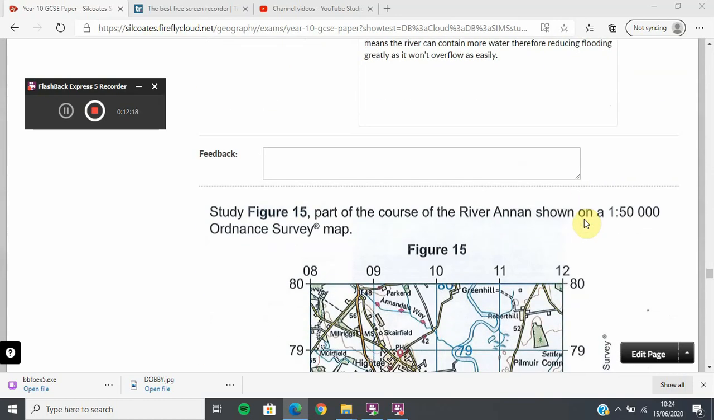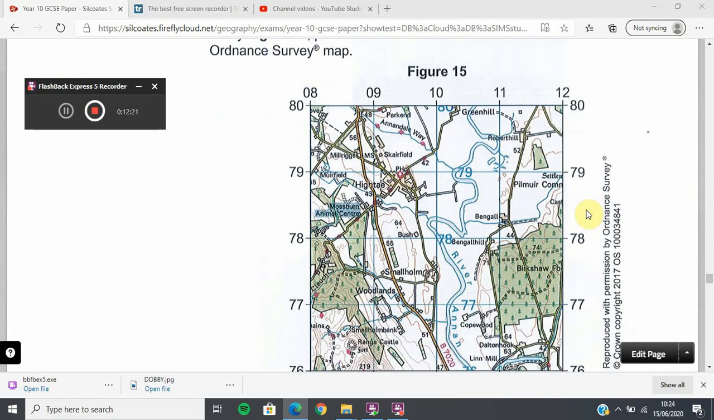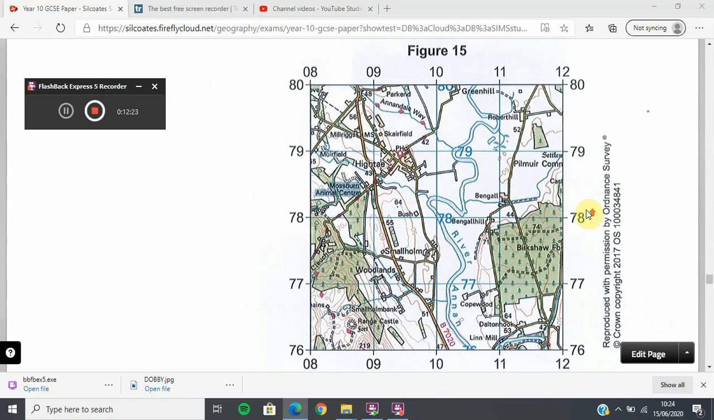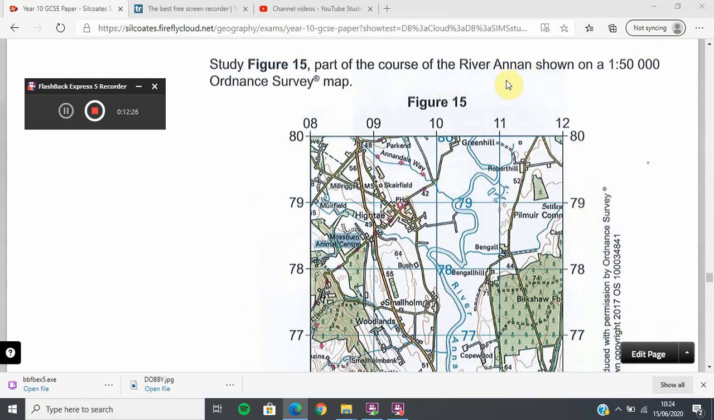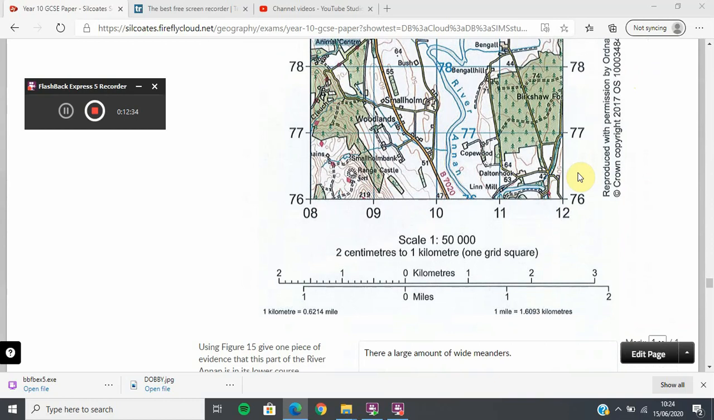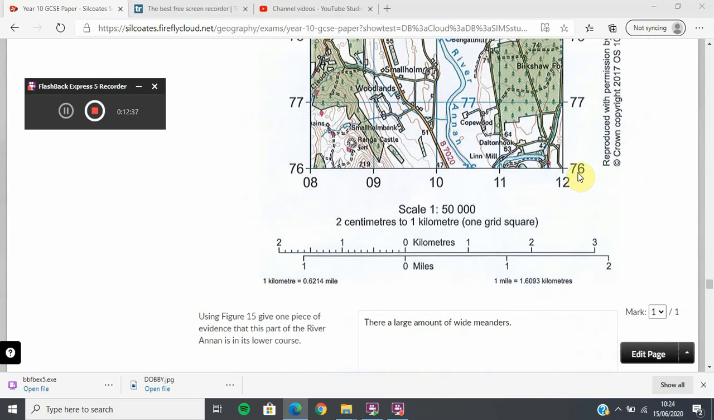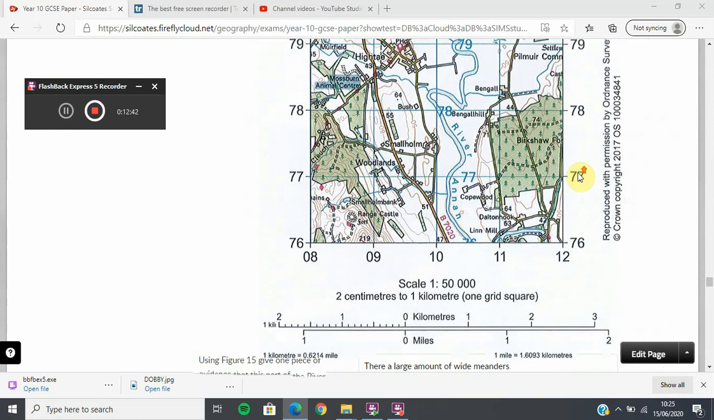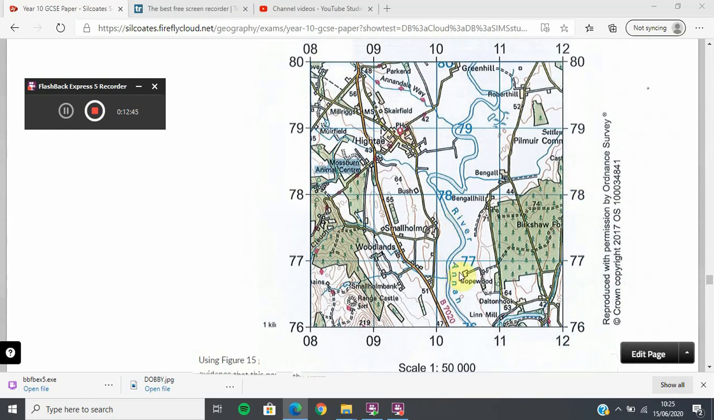Moving on then, back to a map question. So this was our map: part of the course of the River Annan shown on a 1 to 50,000 Ordnance Survey map. Again, we can see the River Annan there. We'll scroll down. The first question was, using Figure 15, give one piece of evidence this part of the River Annan is in its lower course. For me, there's one really clear answer, and it's that there's a large, wide, flat valley that the river is flowing through. That for me is definitely suggesting that this is in the lower course.